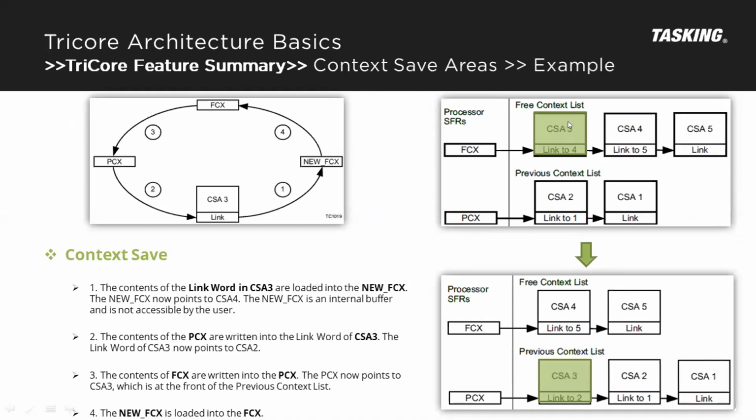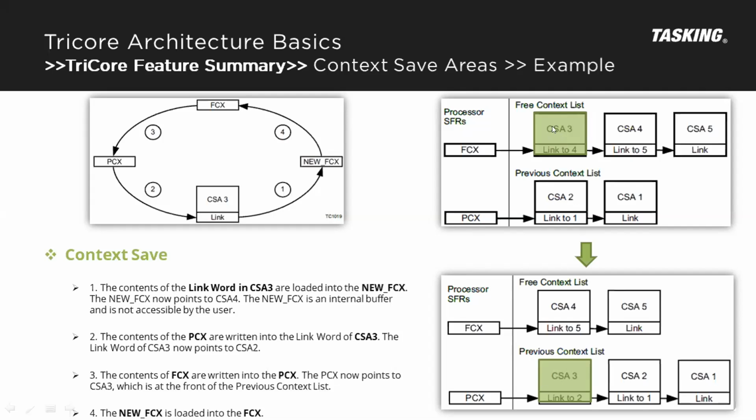So let's assume we have 3 free context save areas that are referred to by FCX, and we have occupied context save areas, CSA1 and CSA2, that are referred to by PCX. And let's assume a trap happens, or a function call, or an interrupt. What will happen in this case? Definitely I need to write the current status of the task in one CSA. And to write such information, I need one CSA from this free context list. So you will end up from here to there.